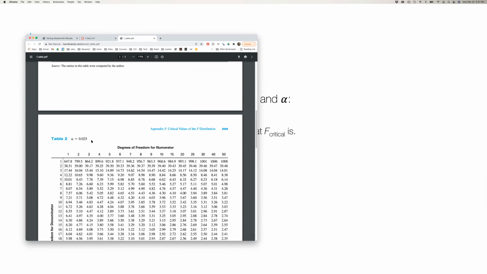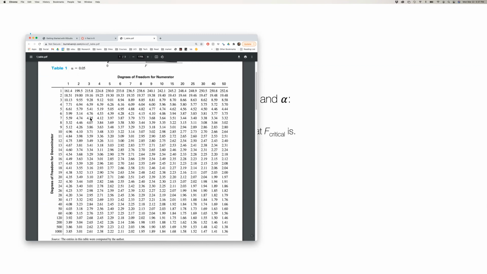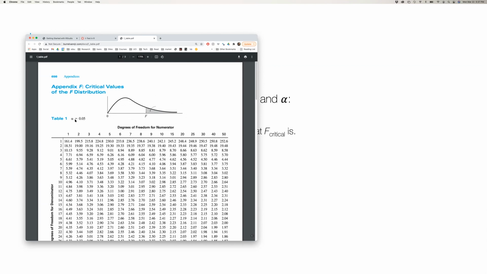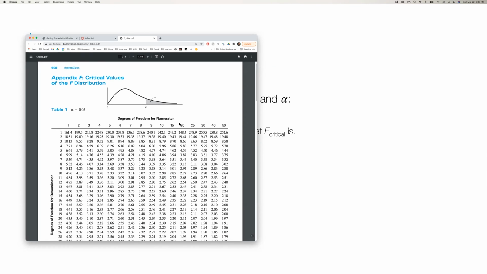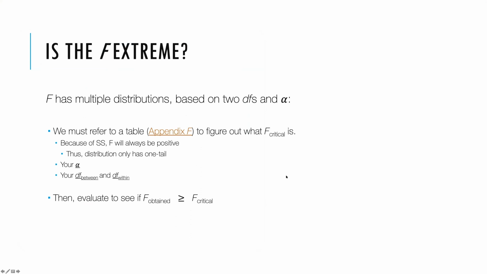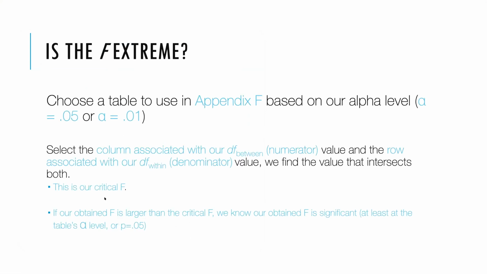So this is an alpha of 0.025. I don't need that. We have an alpha of 0.05, so that's good. So again, this is not a two-tailed test. This is a one-tailed test, and that's because it's all positive values. So let's say we had a degrees of freedom between of 20 and degrees of freedom within of 20 as well, 2.12. We would need to beat that number because that is our critical value. You just compare like you did for the t-test. If our obtained F is larger than the critical, then we know our obtained F is significant, at least at the alpha level. At the P is either 0.05 or 0.025 or 0.01 level.